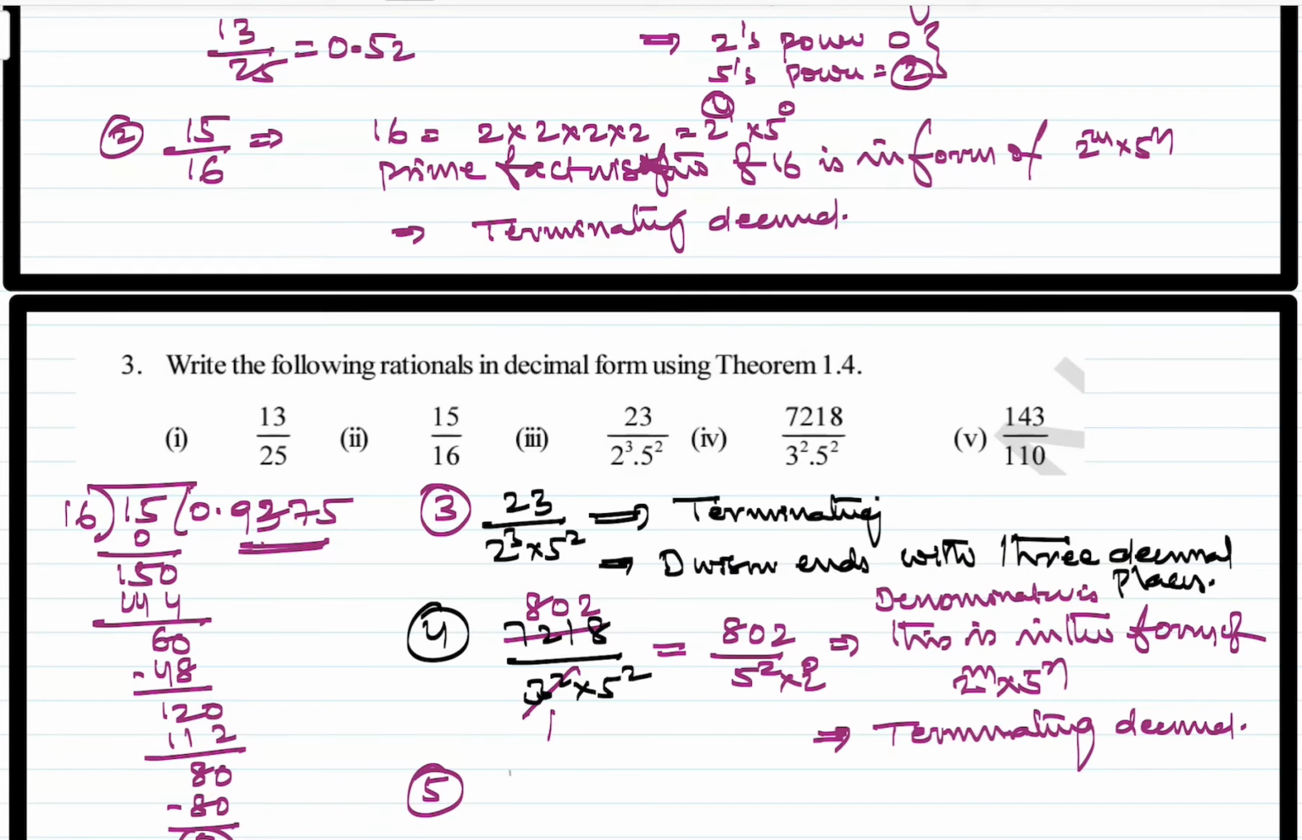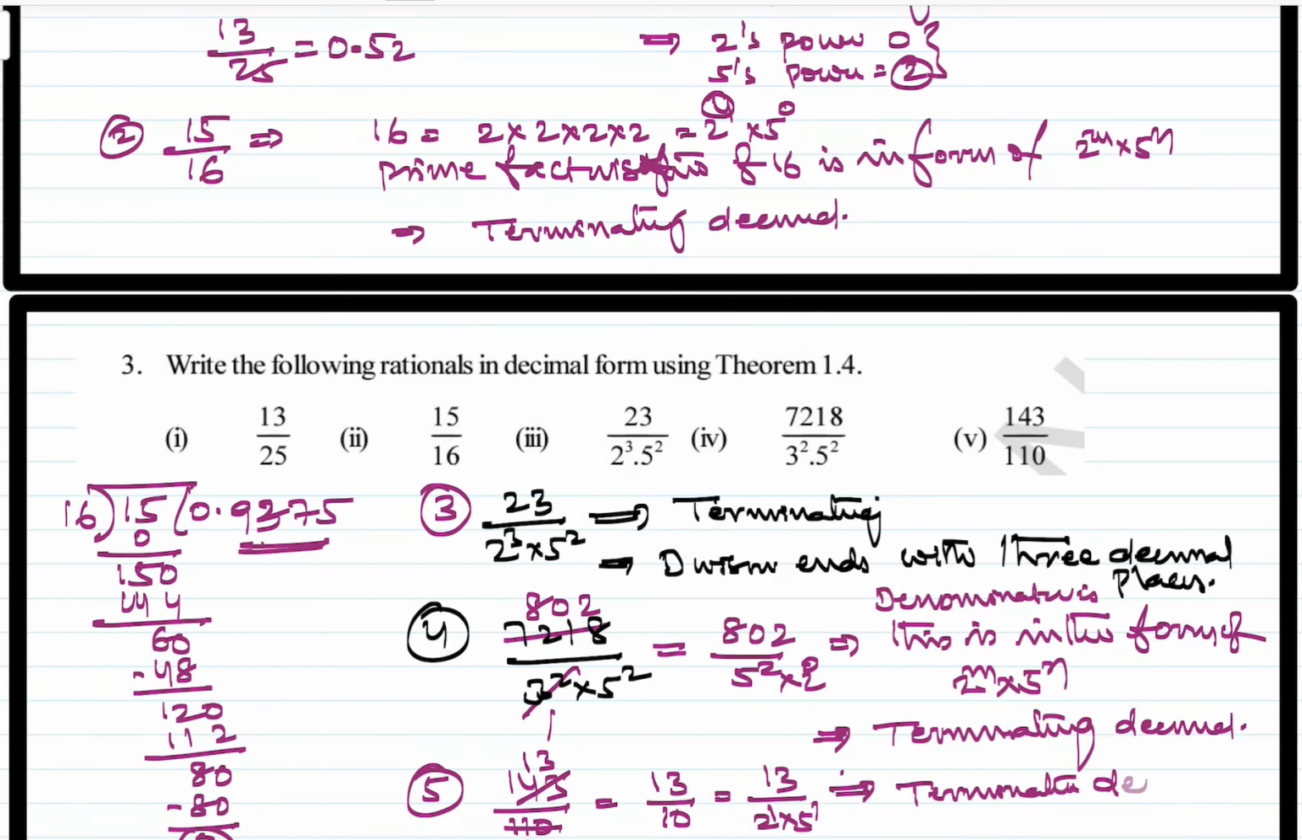So next here 143 upon 110. Is there any common factor for this? We have to see that. 11 ones are 11, 11 threes are 33, 11 tens are 110, so 13 upon 10. So here you can write 13 upon 2 to the power of 1, 5 to the power of 1. So this one is also in the form of 2 to the power of m, 5 to the power of n, so it gives a terminating decimal.